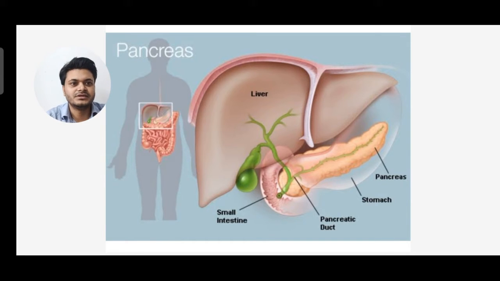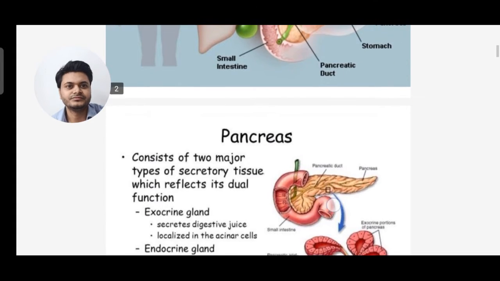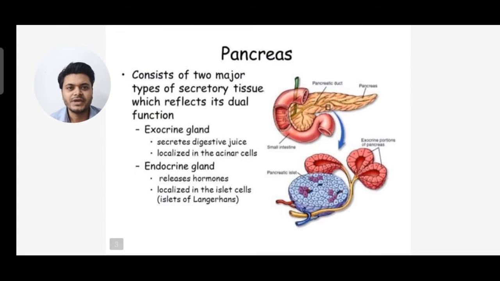You can see the pancreas location is given. It's placed below the liver, and then we have the pancreatic duct. The pancreas is a mixed gland. It is both endocrine and exocrine in nature. So the pancreas is a mixed gland, and it has both endocrine and exocrine function.